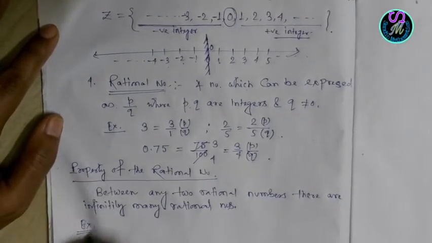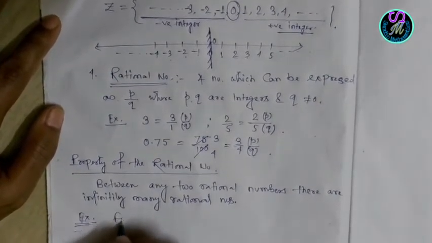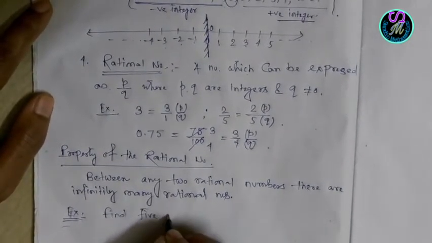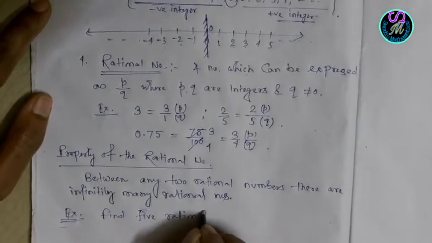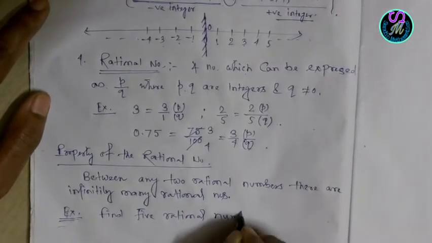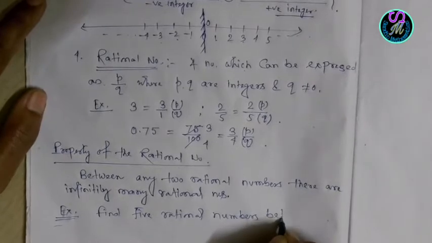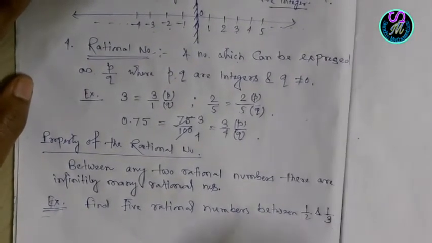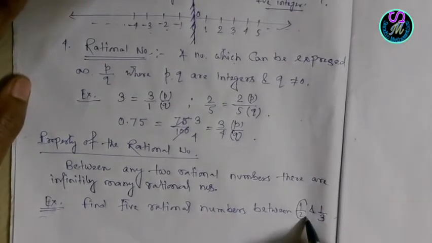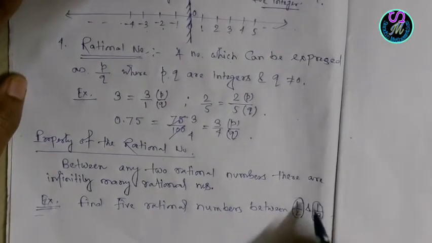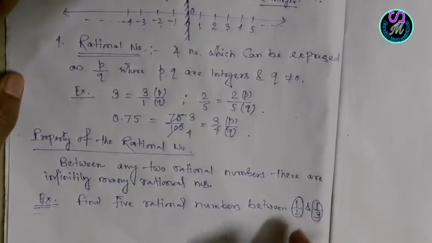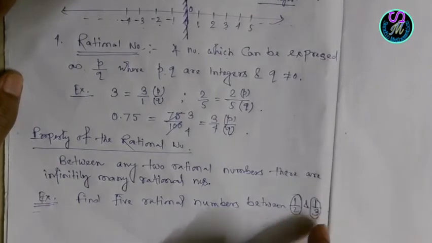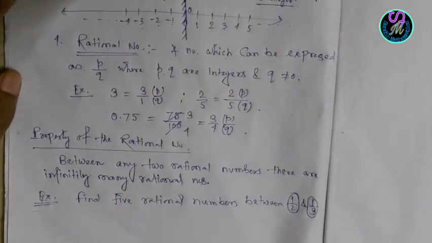For example, find 5 rational numbers between 1/2 and 1/3. So 1/2 is one rational number and the other rational number is 1/3. Between these two rational numbers we have to find 5 rational numbers.